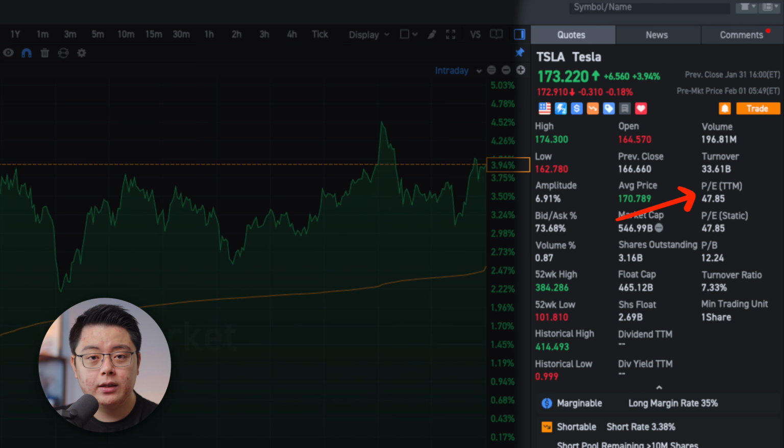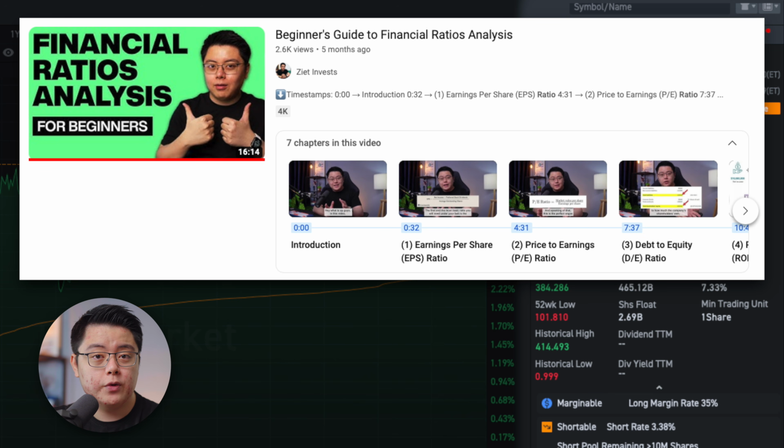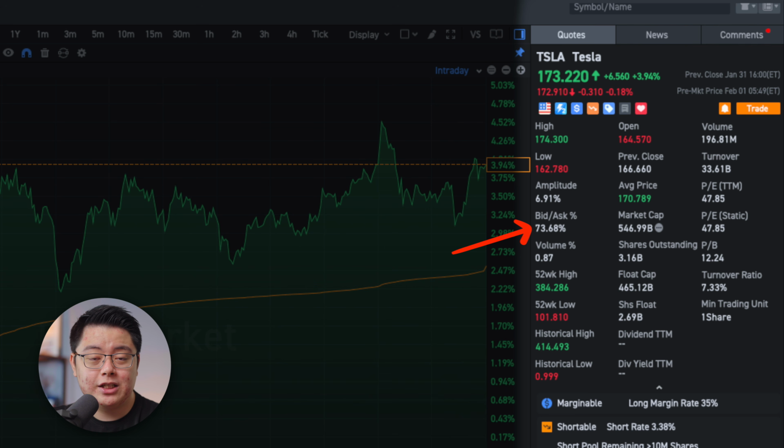They also have PE TTM, which stands for price to earnings ratio trailing 12 months, and PE static, which is the lagging version of it. I'm not going to go through them one by one since I've done a detailed financial ratios video before, so feel free to check that out. Bid/ask percent is the spread of bid and ask price, but shown in percentage.